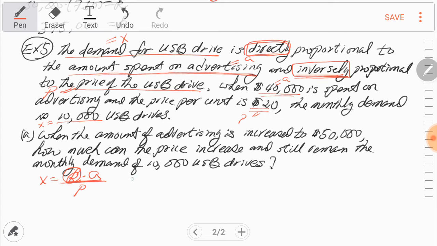So from here, let's plug in all these values. The demand is 10,000. The number of units is 10,000. k times the advertising amount of $40,000, divided by the price of each unit, $20. So from here, we can find k. So we can multiply each side by 20, and 20,000 is equal to k times 40,000. And then divide each side by 40,000.